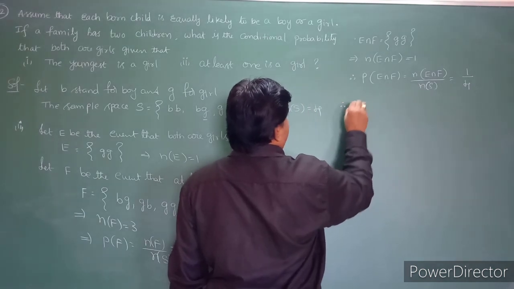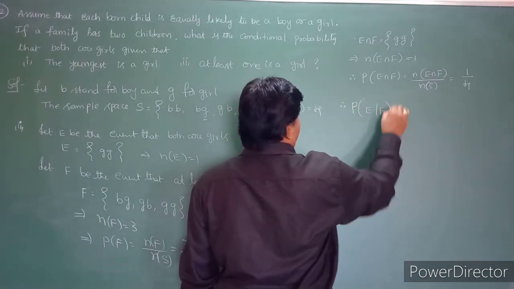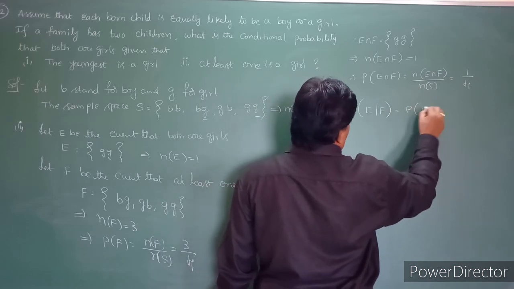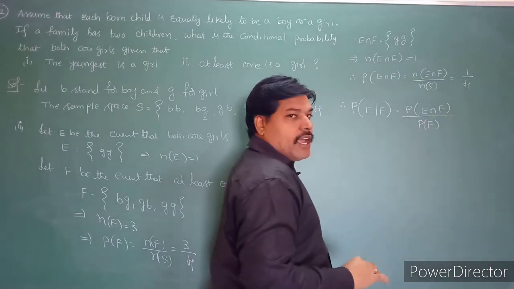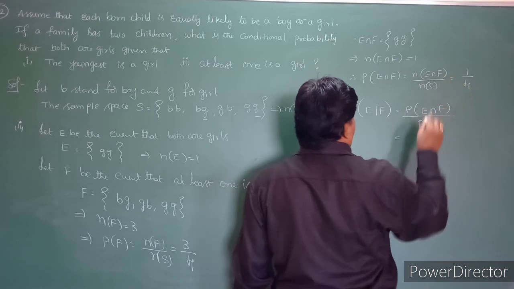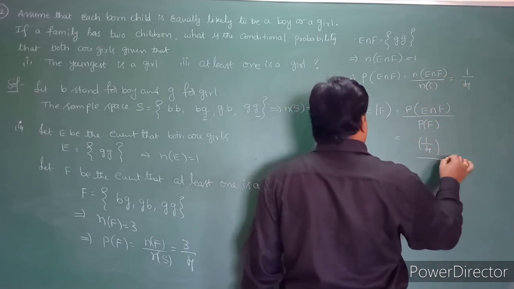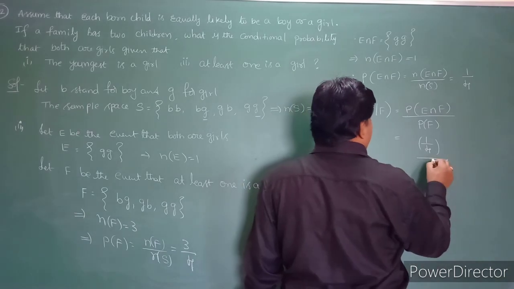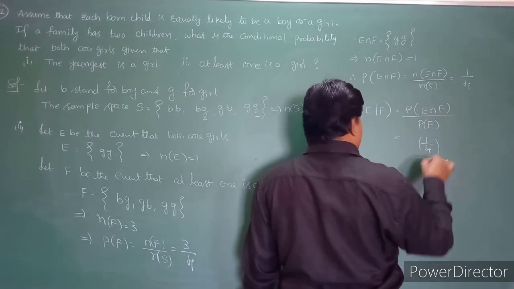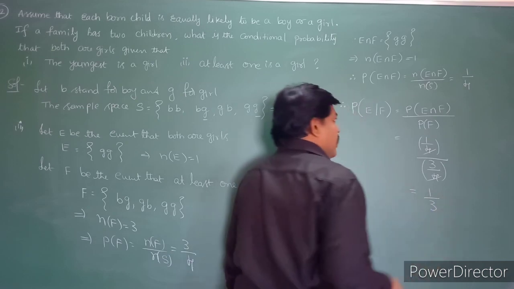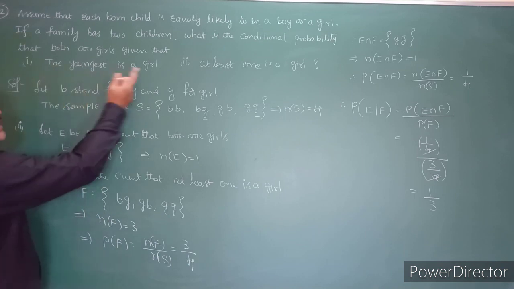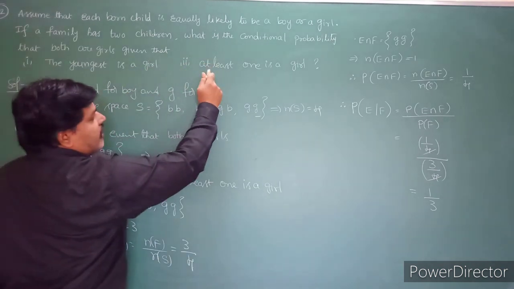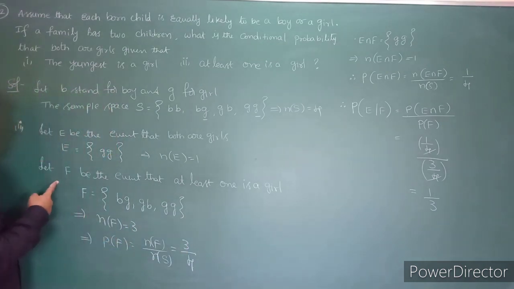So therefore, the probability of E given F is equal to the probability of E intersection F by P of F. P of E intersection F is 1 by 4, and P of F is 3 by 4. So what happens, students? The 4 will be cancelled and it will become 1 by 3. So in the previous question they gave that the youngest is a girl, that is F. In the second question they gave at least one is a girl. So in this case you will get this condition. Okay, so see this question, students.